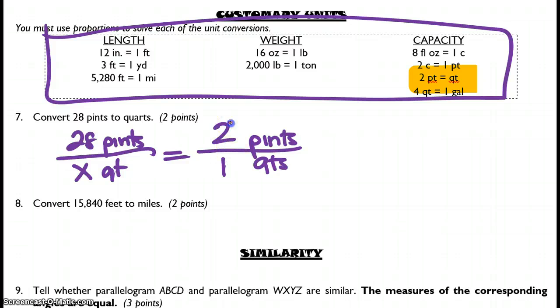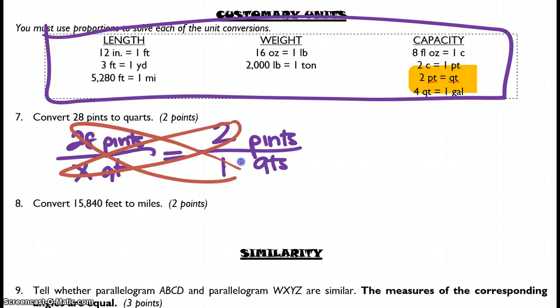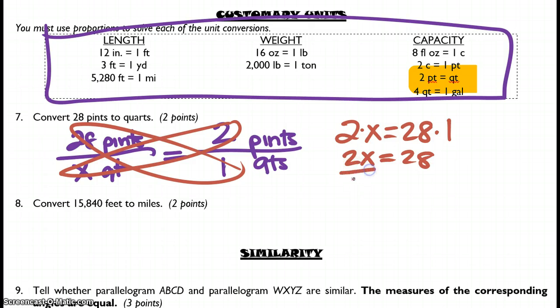And from there, it's pretty simple. I can just cross multiply. So I have 2 times x equals 28 times 1. 2x equals 28. Divide both sides by 2, and I get x is equal to 14. And don't forget the label, 14 quarts.